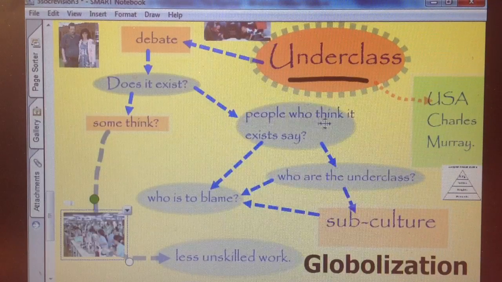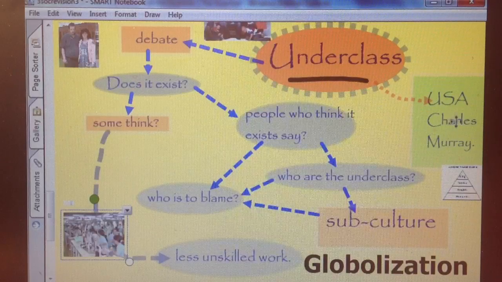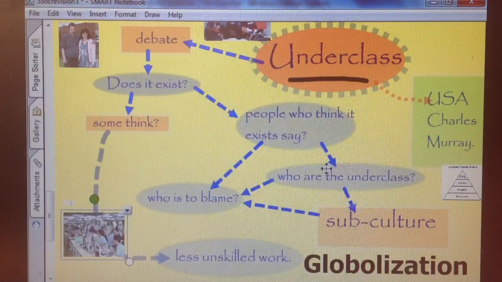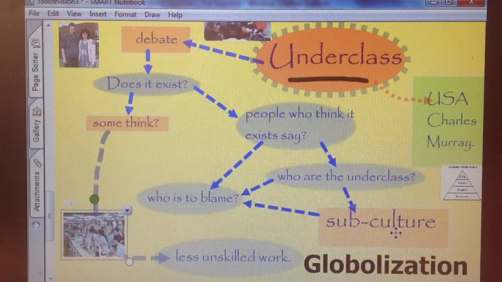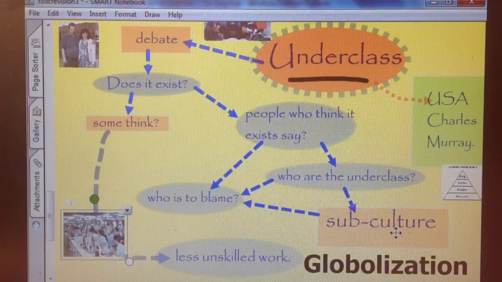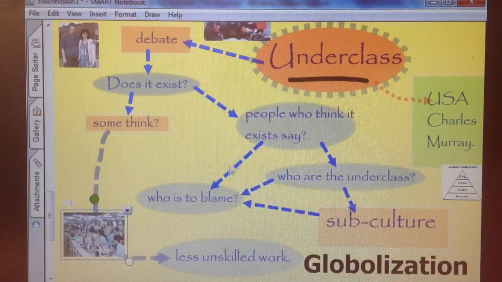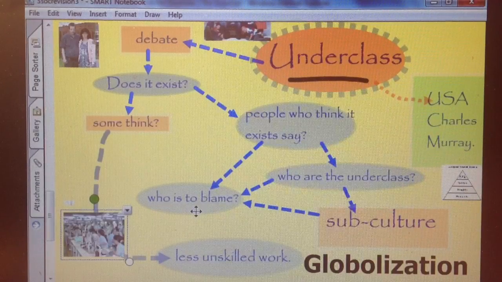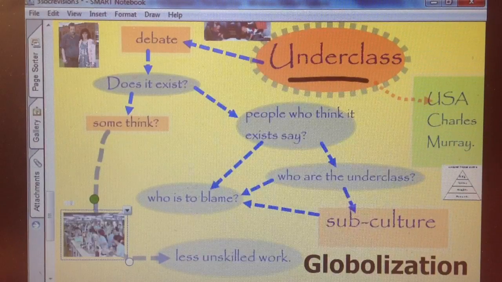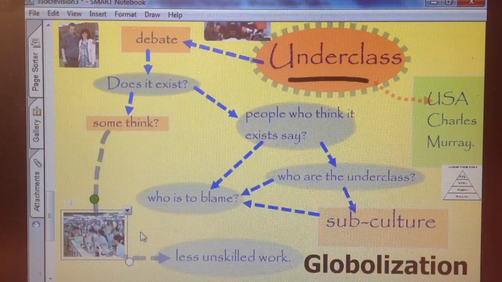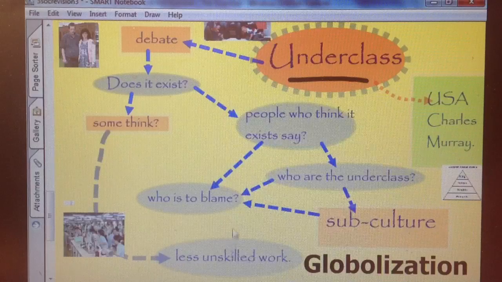Others say, well, it exists and it's a big problem. In particular, guys like Charles Murray from America. He says the underclass are a subculture. They have their own norms and values. They don't work. They don't plan to work. They plan to live on benefits. They plan to live in council housing. And they socialise, important word here, they socialise their kids into following them. Who's to blame for all this? Well, often these people, Charles Murray and the like, blame the government for giving them too much benefits. A Marxist would say, no, it's capitalism's fault for getting rid of the jobs. That's the debate.